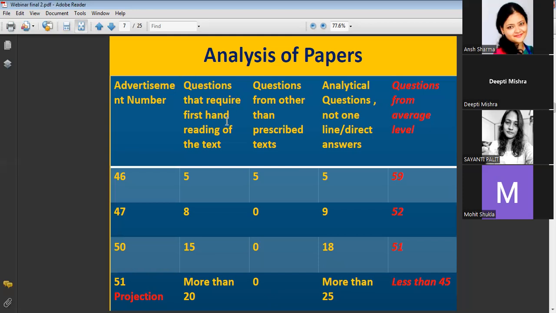And then questions that required first-hand reading of the text. By that I mean, for example, The Guide. If you have read the summary of The Guide and the names of the characters and what they do, you can answer many questions. Naturally, you can. But there are some questions that you can answer only if you have a very, very detailed summary of The Guide, which is not available on the internet, or if you have read The Guide directly, first-hand.